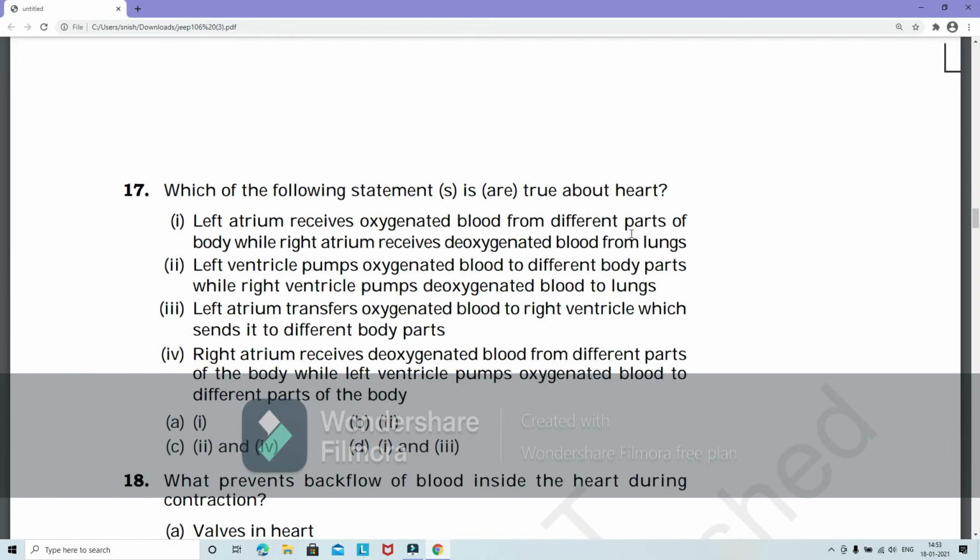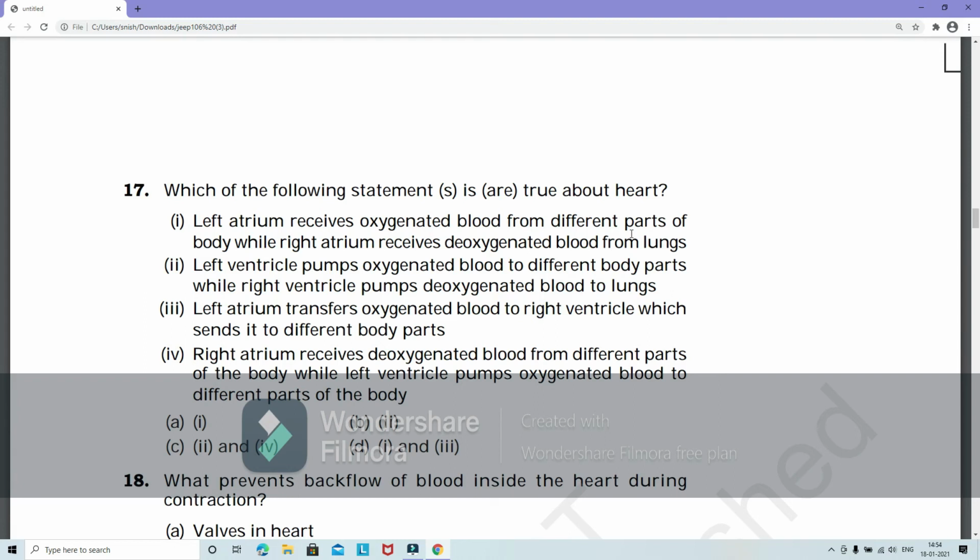No, right? Basically, let me explain the thing. The left atrium gets the oxygenated blood from the lungs. Then it will pass it to the left ventricle. Now the left ventricle will pump this oxygenated blood throughout the body. So it is the left ventricle that is pumping the blood.